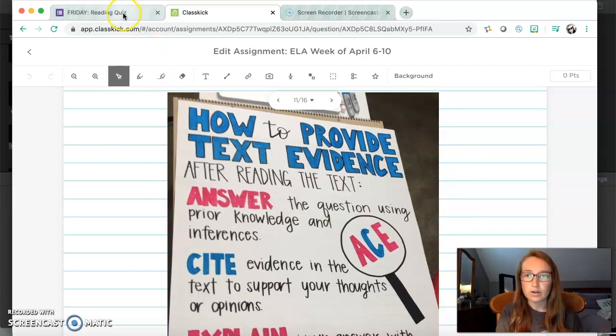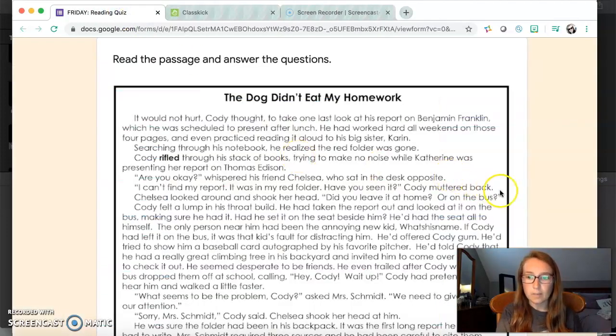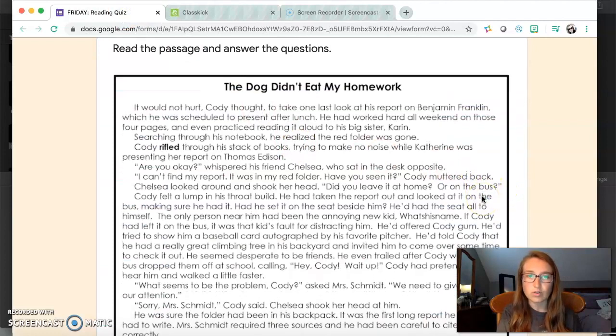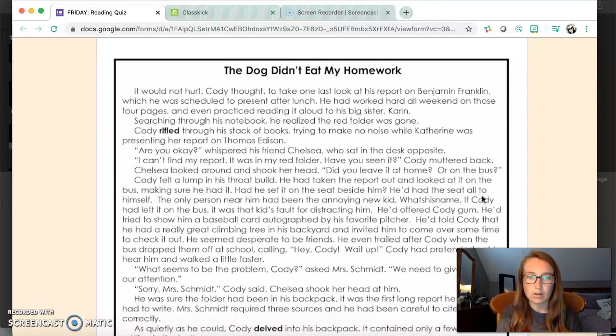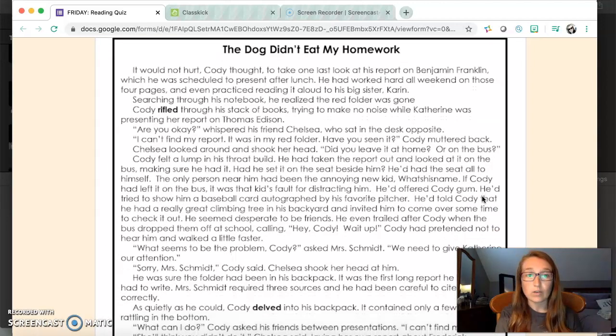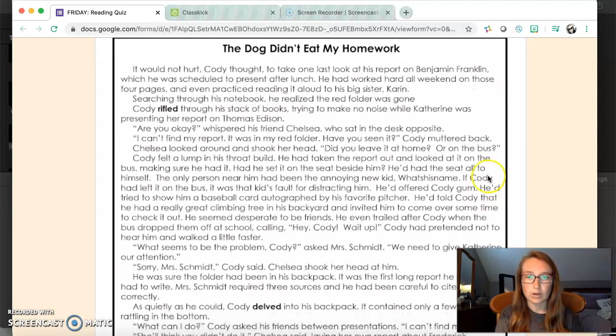So I'm going to go over here and we're going to read a passage, and it's called "The Dog Didn't Eat My Homework." So first I'm going to read it out loud for you guys, okay? I've already read it one time in my head. Now I'm going to read it out loud because it's always good to read 2 times, and reading out loud can help you sometimes too. So, the dog didn't eat my homework.